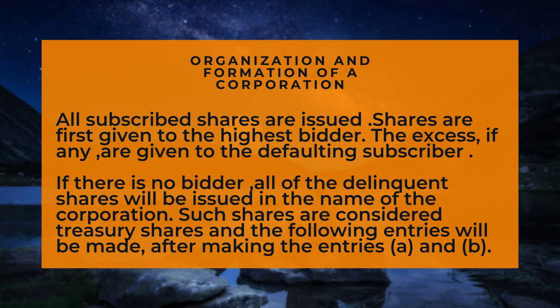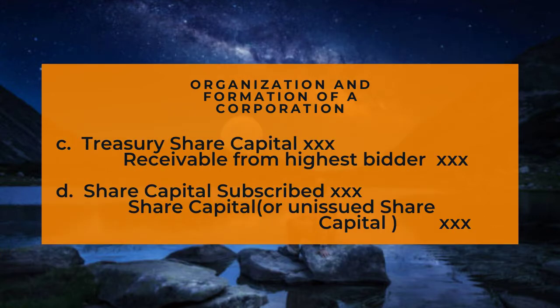All subscribed shares are issued. Shares are first given to the highest bidder. The excess, if any, is given to the defaulting subscriber. If there is no bidder, all of the delinquent shares will be issued in the name of the corporation. Such shares are considered treasury shares, and the following entries will be made after making the entries A and B. So letter C, debit treasury share capital and credit receivable from highest bidder. And letter D, debit share capital subscribed and credit share capital unissued share.